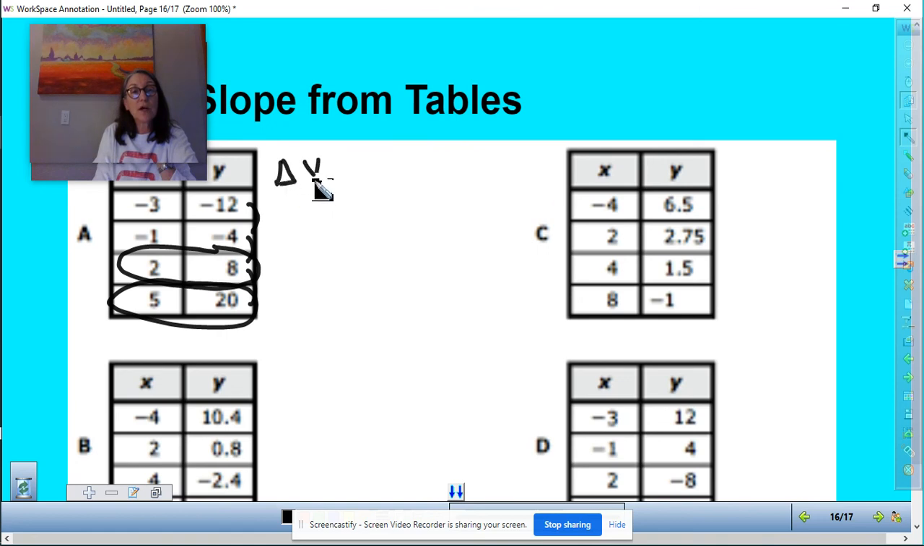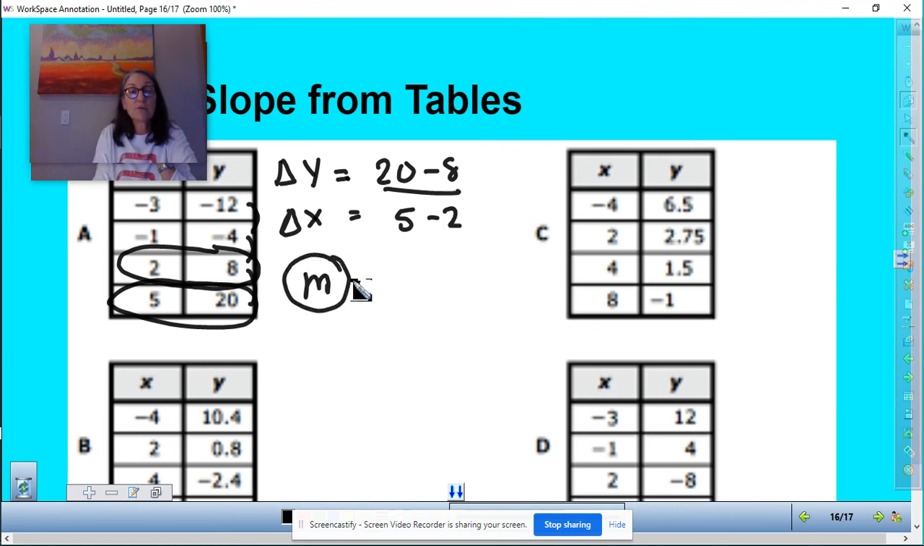So my change in y is 20 minus 8. My change in x is 5 minus 2. So my slope, remember I use m to represent slope, is 12 over 3, which reduces to 4. The slope given this is 4.